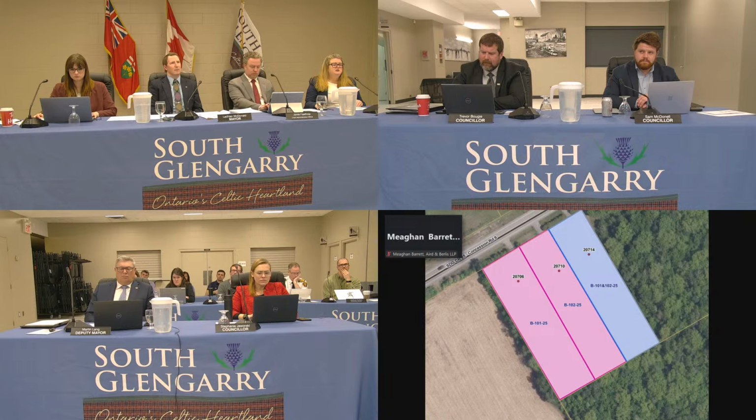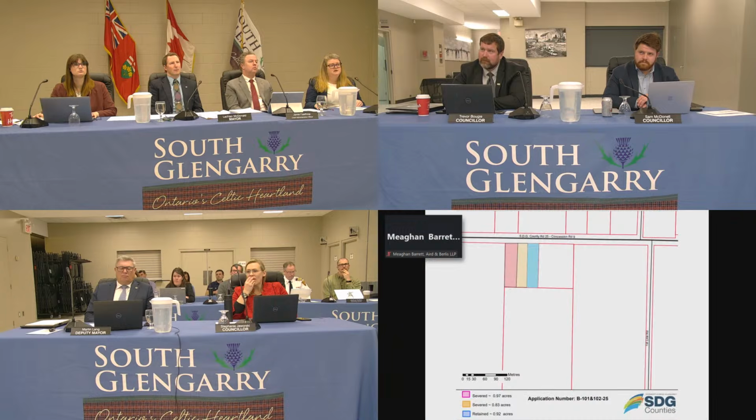We have a few images to share with you. The two lots highlighted in pink are known as the proposed severed lots. So this is B101 and B102. And this is the retained land. So this means two applications were applied for with this land proposed to be retained.